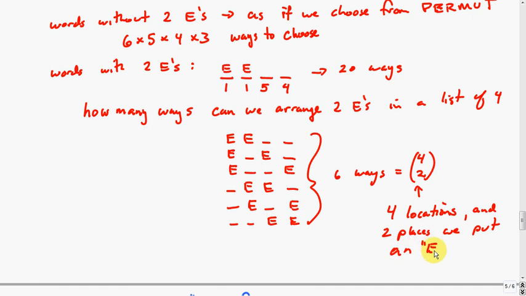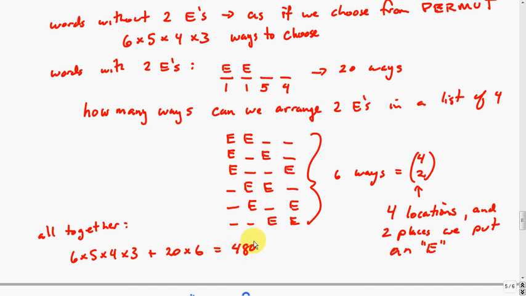Now, if that's not easy, you can always, in a case like this, just list them as well. Either way is fine. So putting this all together, we have 6 times 5 times 4 times 3 ways to choose a word with either 0 or 1 e's in it. And then the 2 e's, we have 20 times 6. And if you add that all up, you get 480.